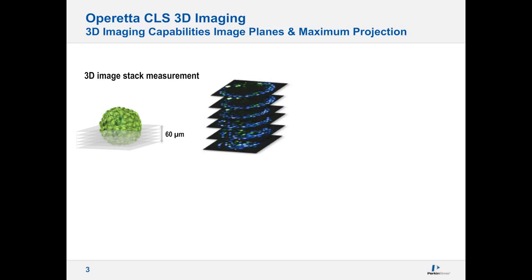When we look at spheroids, for example, as a representation of a three-dimensional measurement, we capture these stacks, as we call them. We get these individual planes that are shown here, and we can collect many of them at different z heights, as we call them, which can be anywhere from 0.5 micron to several microns in size.